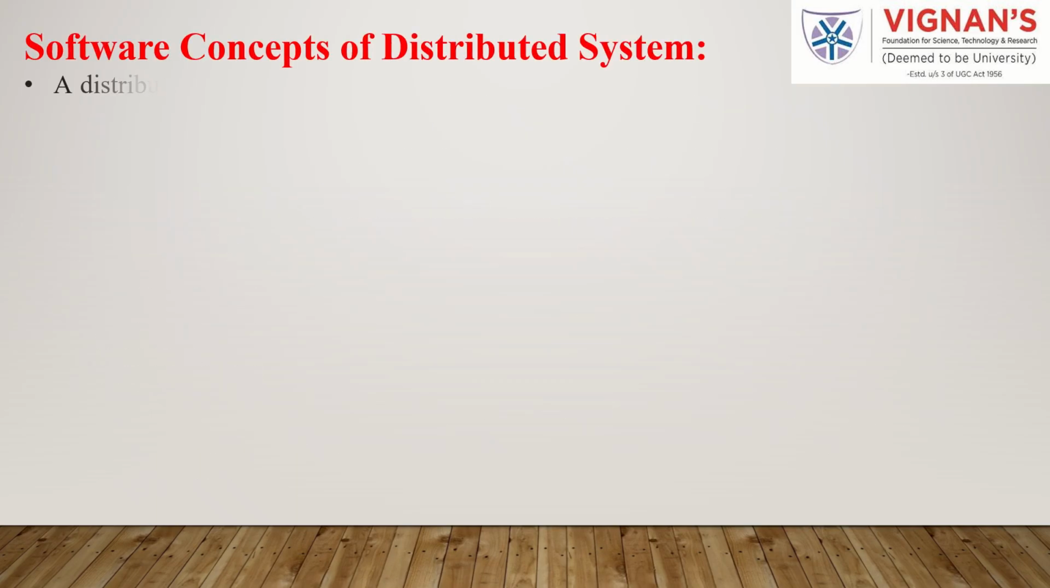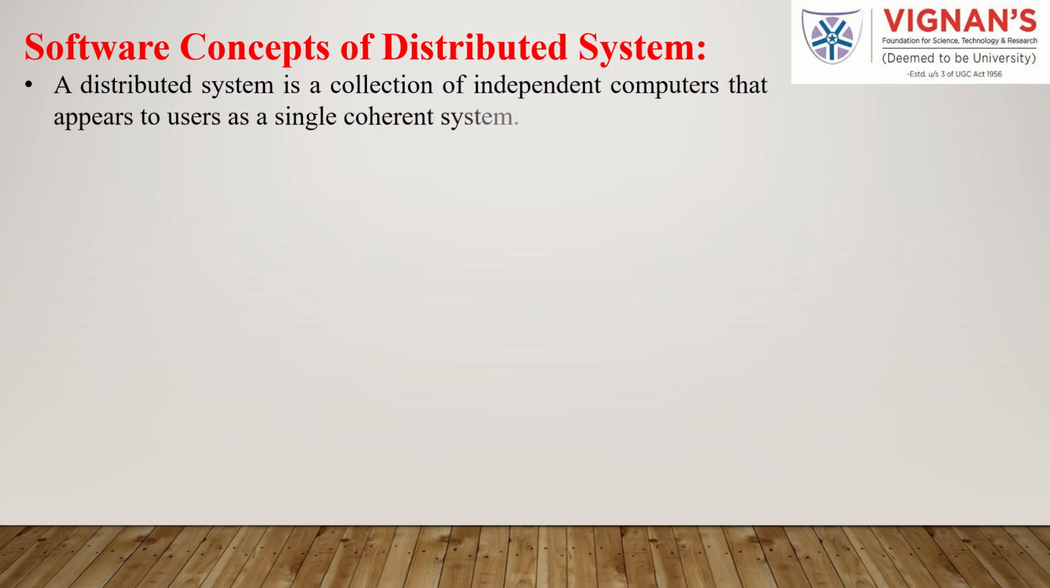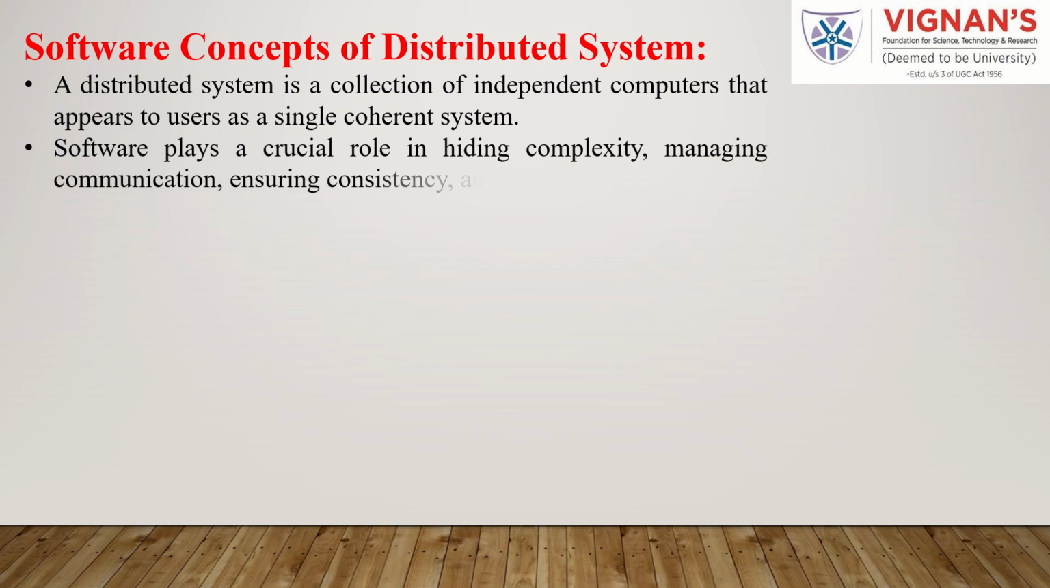Software concepts of distributed system. A distributed system is a collection of independent computers that appears to users as a single coherent system. Software plays a crucial role in hiding complexity, managing communication, ensuring consistency, and handling failures. The following are the concepts.